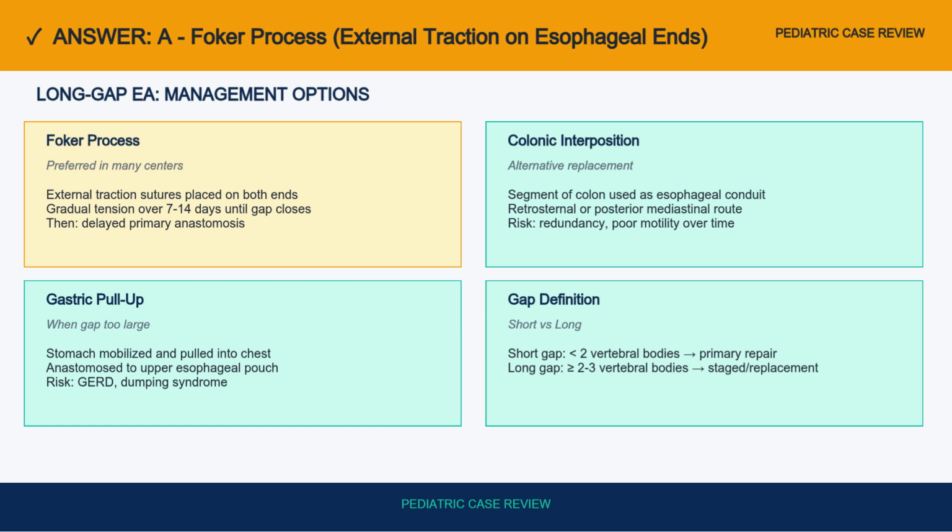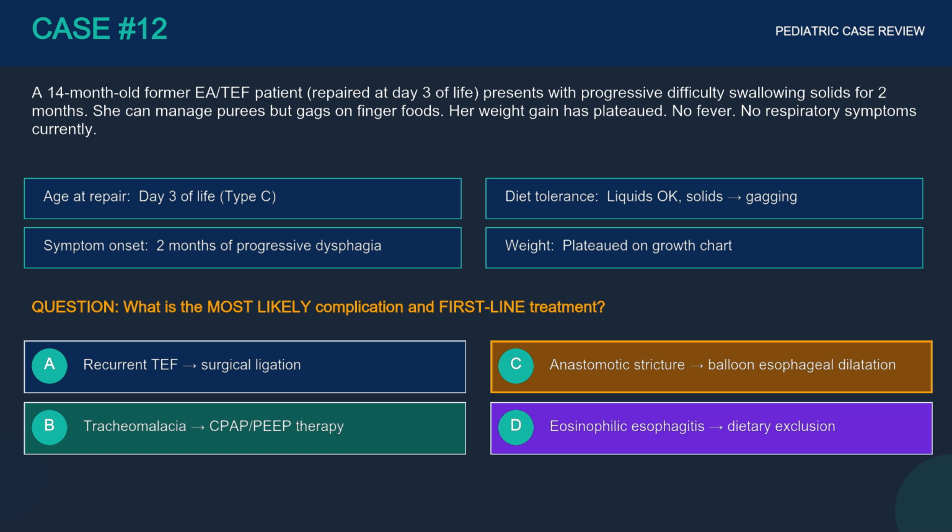Colonic interposition uses a segment of colon as a conduit, but carries risks of redundancy and poor motility over time. Gastric pull-up is another option, but risks gastroesophageal reflux disease and dumping syndrome. A short gap is defined as less than 2 vertebral bodies, and a long gap is 2 or more vertebral bodies.